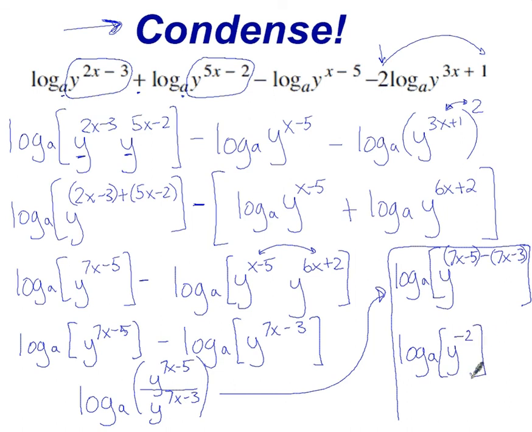That is very condensed. To be honest, if we really felt like it, we could even move that negative 2 exponent back down using the power law. So ultimately, we could write it this way: negative 2 log of y. That's it. That's all she wrote.